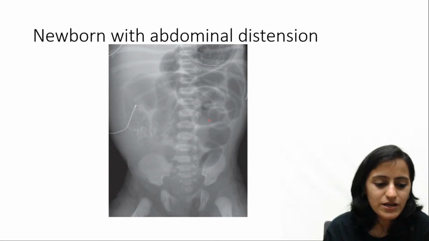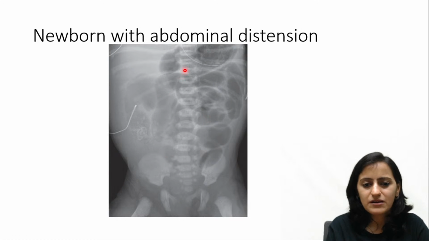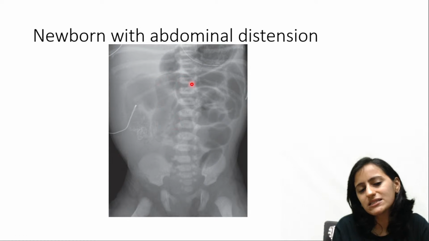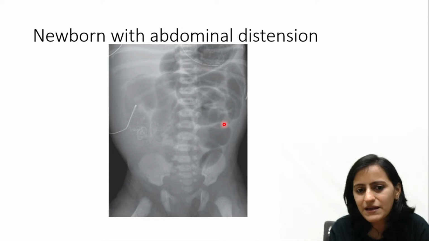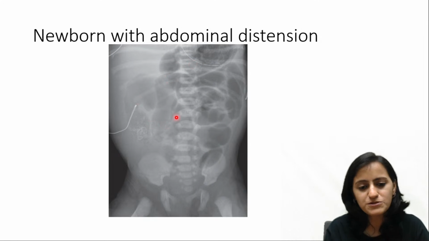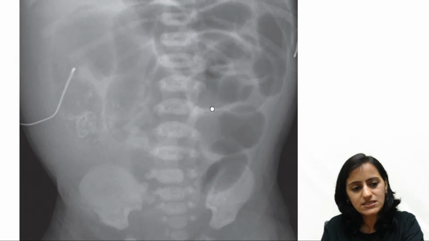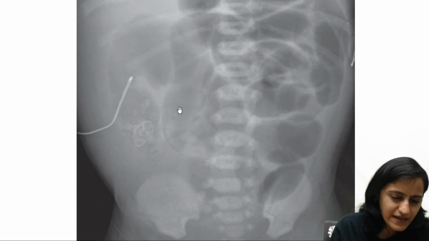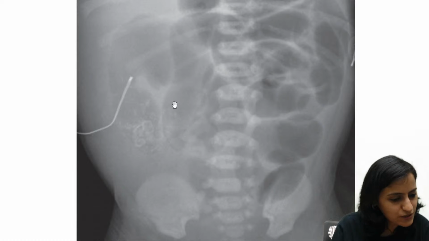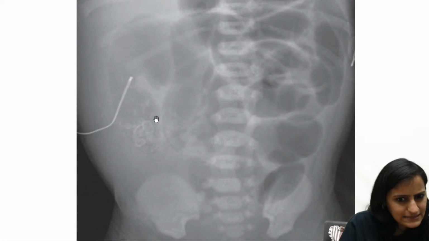So let me tell you what are the findings that we are seeing here. The obvious thing that we are seeing here is gaseous distension of the bowel loops. Let me focus this here. Now can you identify something here? Can you see something here in the right lower quadrant? Is it clear now?